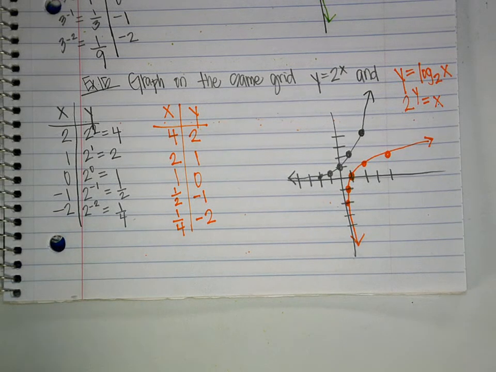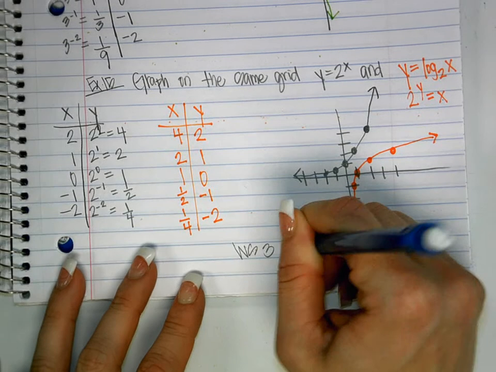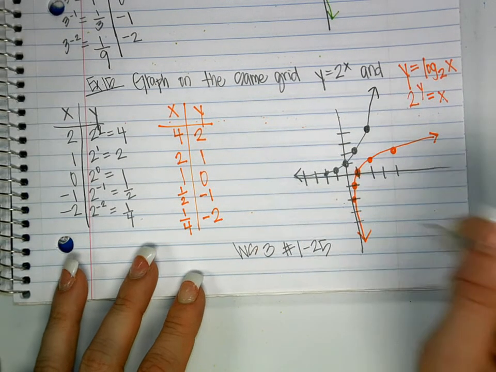Okay, does anyone have questions? Homework for this is going to be worksheet 3. You are doing numbers 1 through 25, all of 1 through 25.